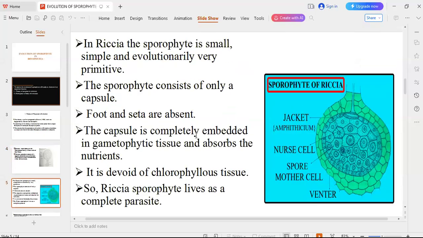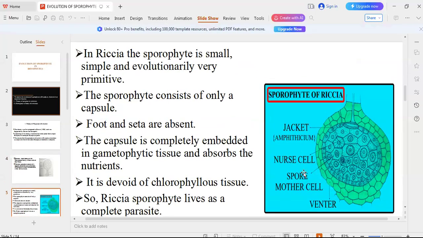Now we come to the second sporophyte, that is Riccia. The sporophyte is small, simple and evolutionarily very primitive. The sporophyte consists of only a capsule; foot and seta are absent. Riccia is the very primitive one, the first place in evolution. It is the only capsule.